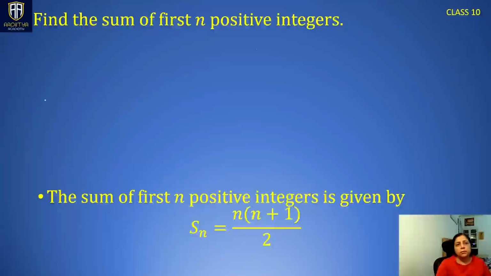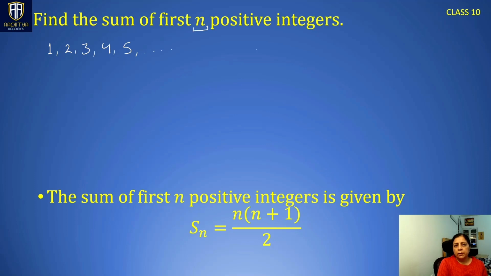Now the next question says find the sum of first n positive integers. So here we have to make a formula from the particular thing. Like we have to find the sum of first n positive integers. So we start with 1, 2, 3, 4, 5 onwards.